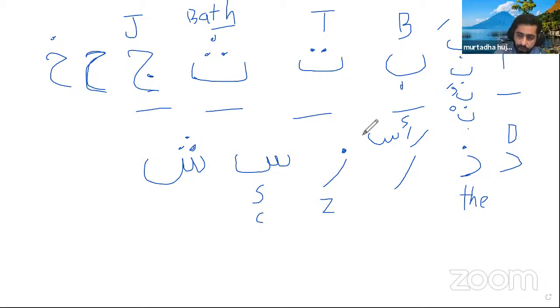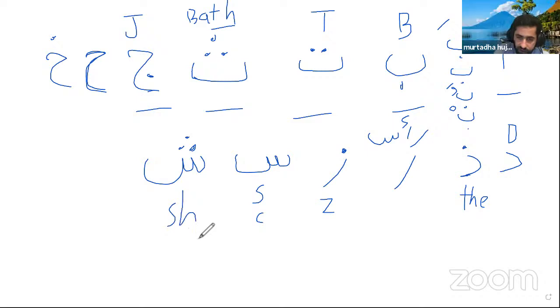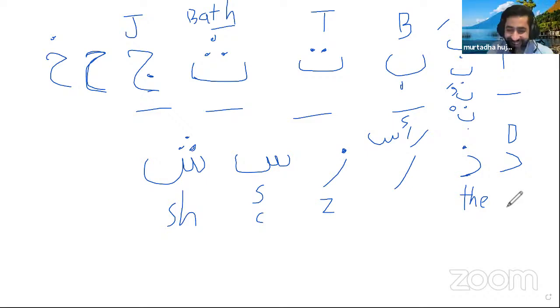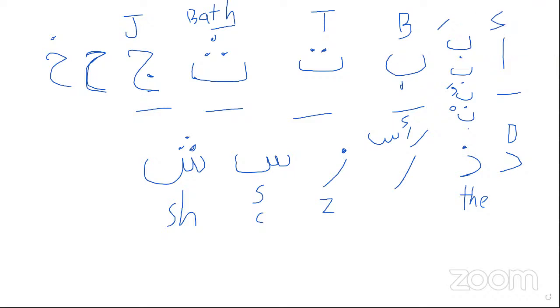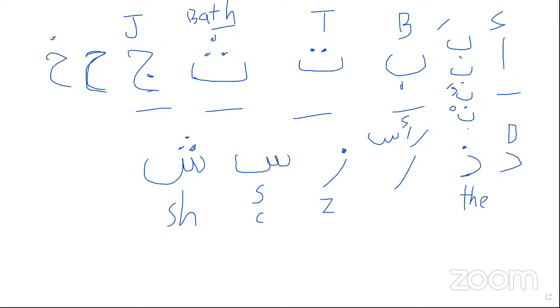Sheen is the next one. Sheen. So I will denote it CH. Sheen. Shanab, mustache. Shams, excellent. Shams is the sun.